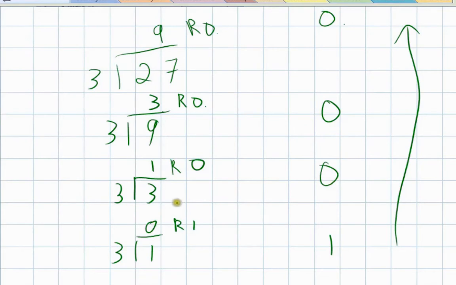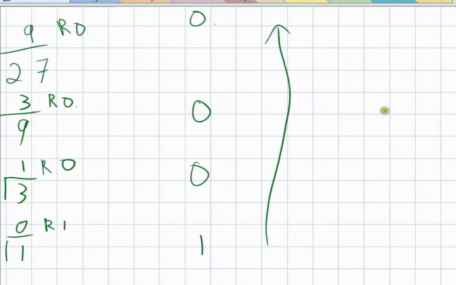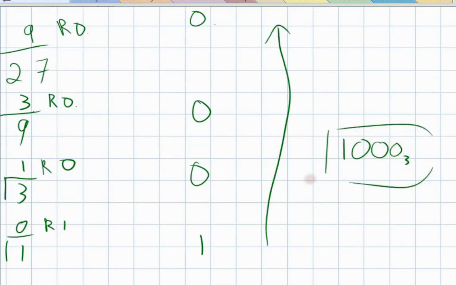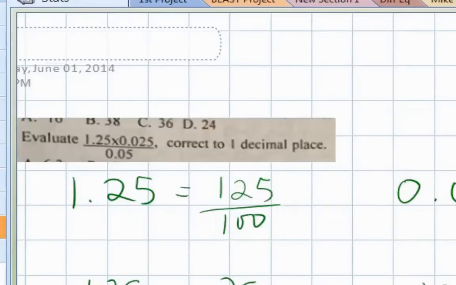So this time, we're taking 1 because that's the answer that we got. 3 into 1 does not happen. So it would be 0, and you'd be left with a remainder of 1. So you put down that 1. To get your final answer, you would simply look up, go up the column that you just wrote. So it's going to be 1, 0, 0, 0, base 3. And that's your answer.